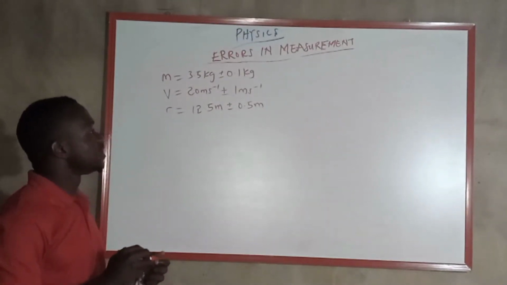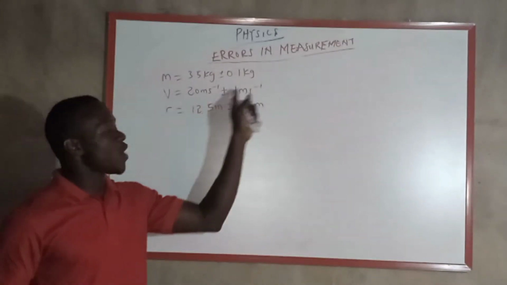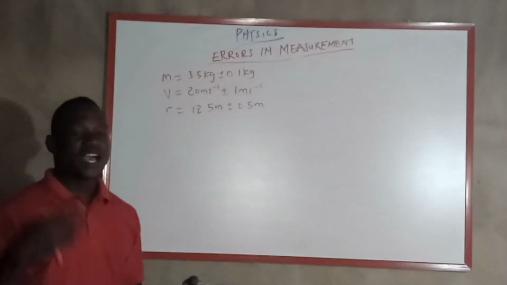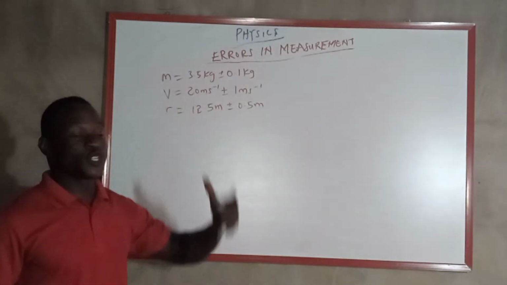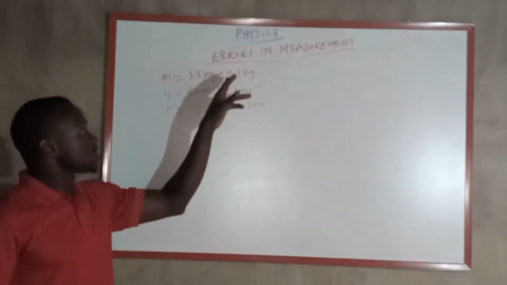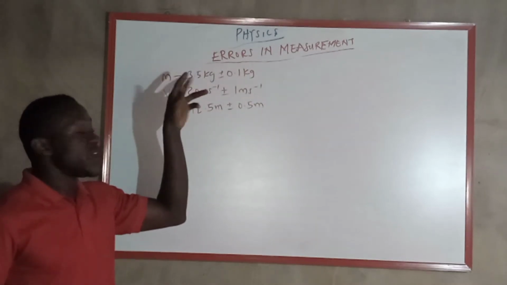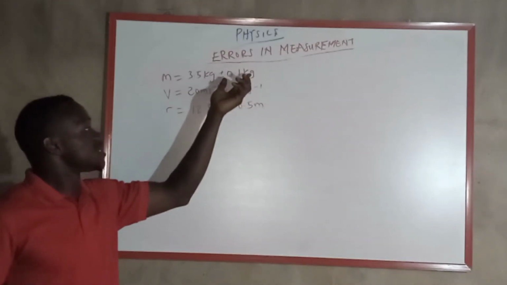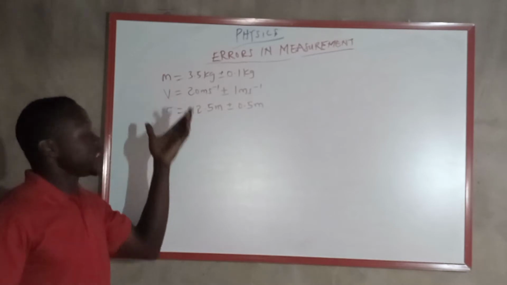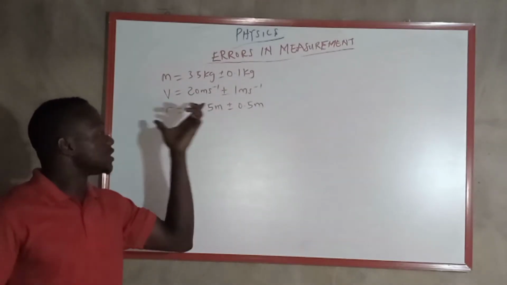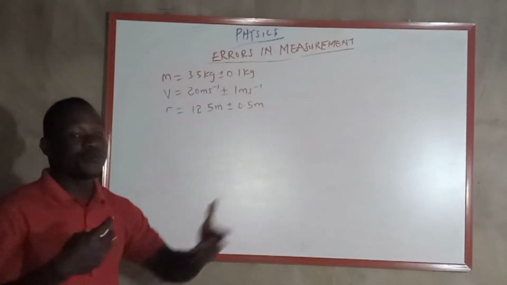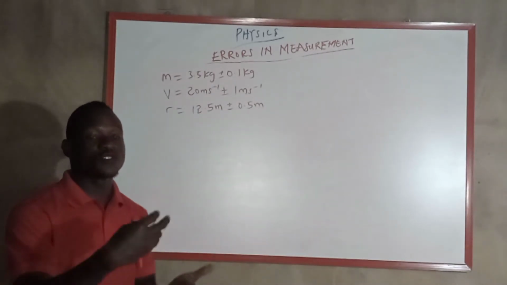Now how do we get this 0.1 kg, 1 meter per second, 0.5 meters? I've already said it in my previous video when I started the introduction into errors in measurement. So it's very easy to get. What it means is the difference in the calibration of the instrument used to measure the mass is 0.1 kg. The difference in the calibration of the instrument used to measure the velocity is 1 meter per second, and that of the radius is 0.5 meters.